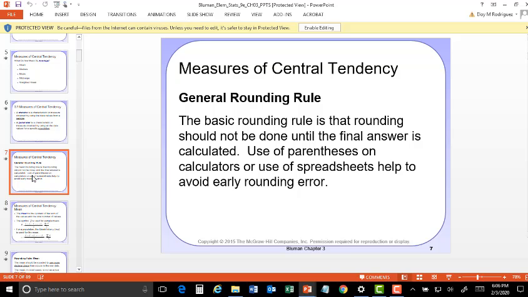Okay, I always hate this because it's rounding up. I'm not real picky about it. Rounding up should not be done until the final answer is calculated. Okay.